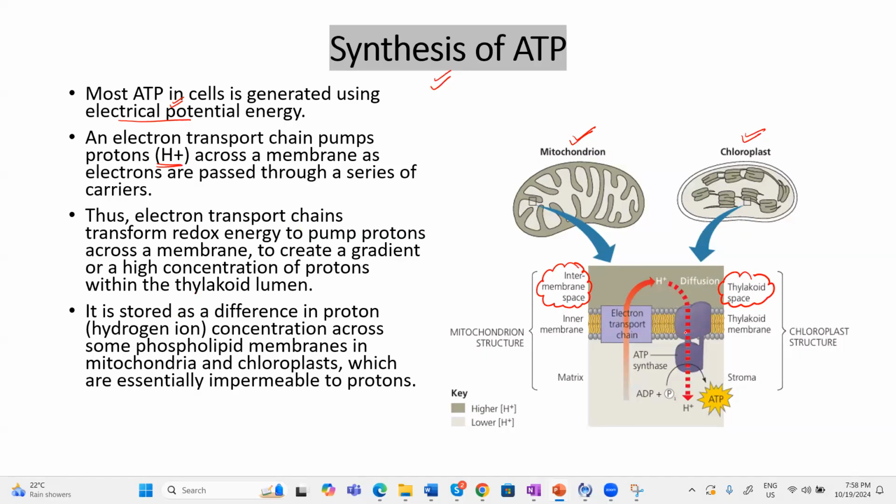Is it clear? And when this proton comes back, because we have to break down the gradient, it comes into the stroma in chloroplast, and into the matrix in mitochondria. ADP plus inorganic phosphate combine to form ATP. So this diagram is clear. The electron transport chain transforms redox energy to pump protons across a membrane to create a gradient, which is stored as a difference in hydrogen ion concentration. And why? Because we know the membrane is impermeable to protons.